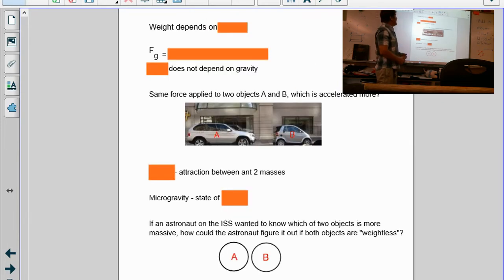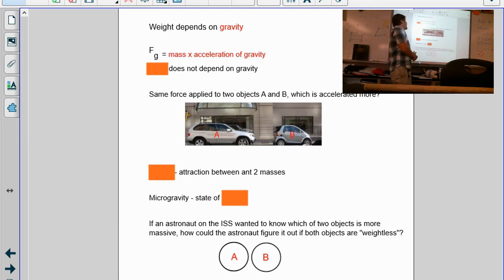Okay, so coming over here, weight depends on gravity, but it also depends on mass. So when we change the gravitational field, we will change the weight of an object. We refer to that as F of g, and I like to use F of mg. It's the force of mass times acceleration of gravity. The force of gravity is a mass in a gravitational field. That's why I like to write F of mg, but a lot of times you'll see it as F of g. So what does not depend on gravity? Mass does not depend on gravity.